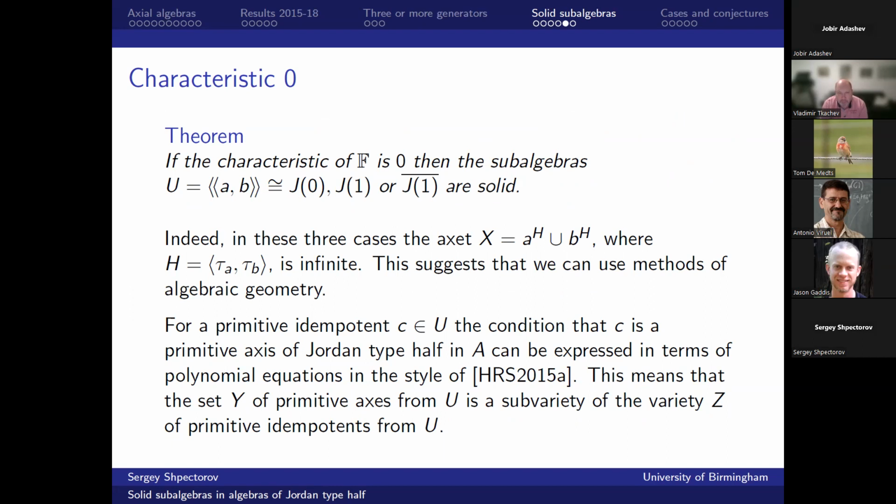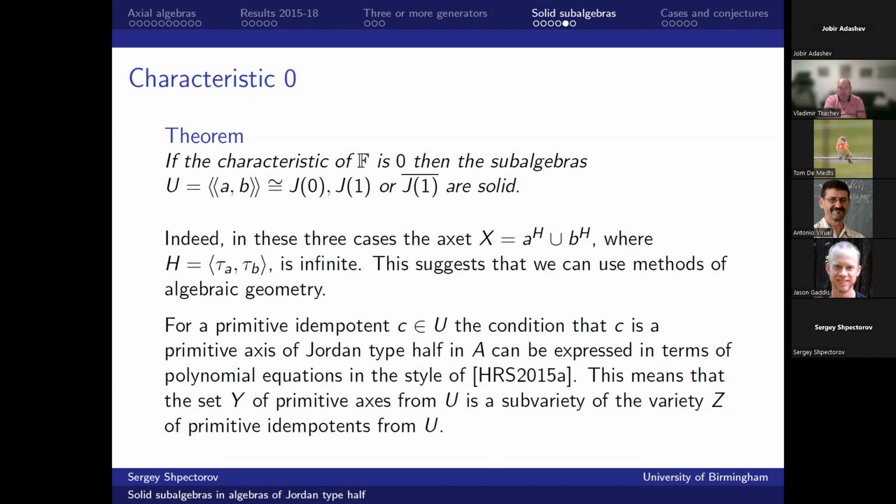So here is the second theorem. Suppose additionally that F is of characteristic 0, and then the exceptional algebras arising for the values 0 and 1, so J(0), J(1), and there is a quotient J1 bar of dimension 2. So all these things are solid, and in these 3 cases, we have infinitely many idempotents, but they form a variety of dimension 2. In one case, it is a single component variety.